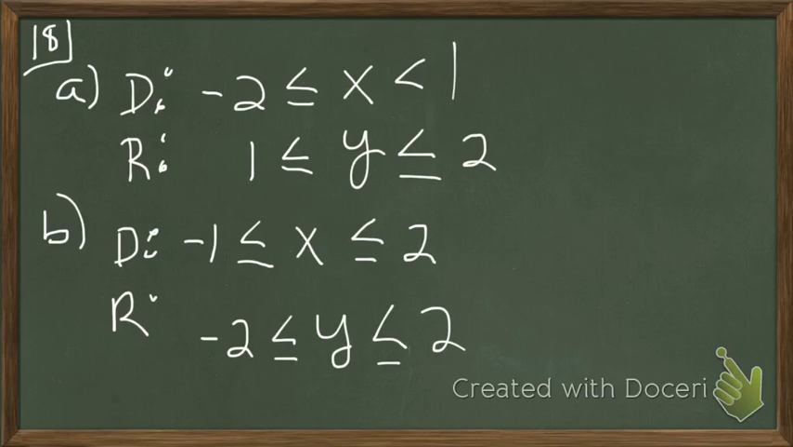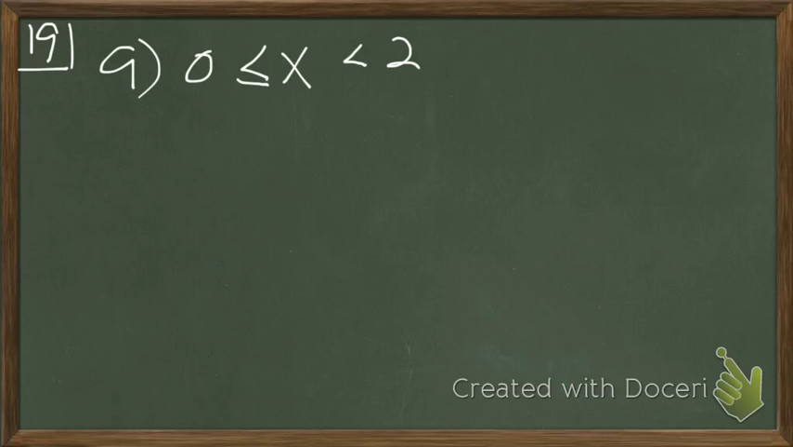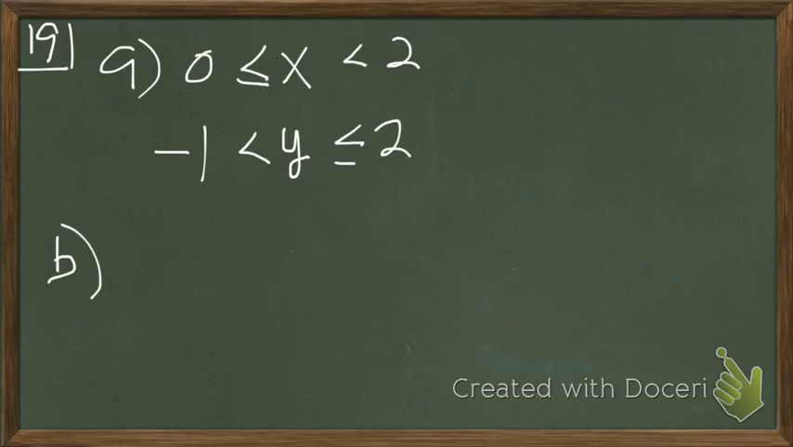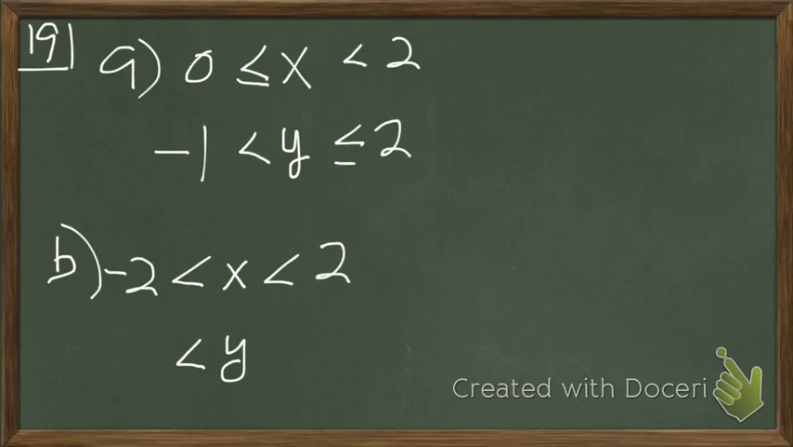All right. Number 19, find the domain and range for each of the following functions again. Part A, x is less than 2 and greater than or equal to 0, and y is greater than negative 1 and less than or equal to 2. B. Let's see, x is less than 2 and it's greater than negative 2. y is greater than negative 2 and less than or equal to 1. Any questions on those? No?